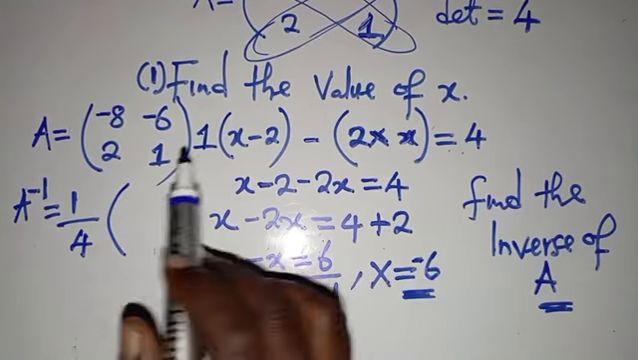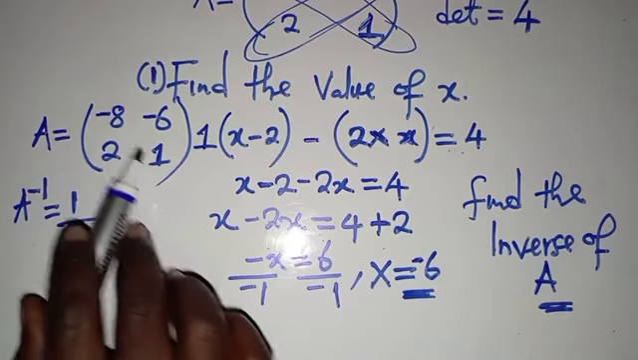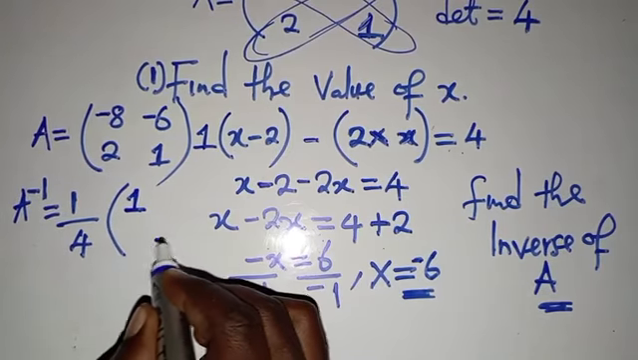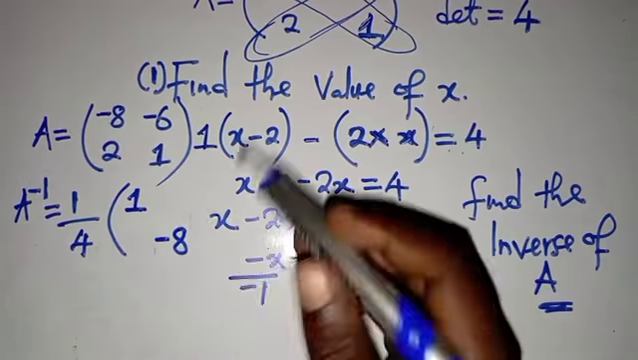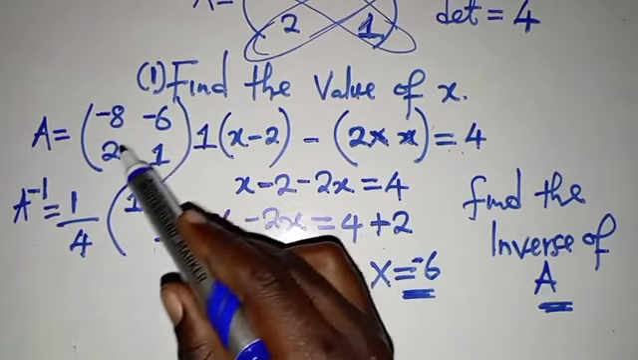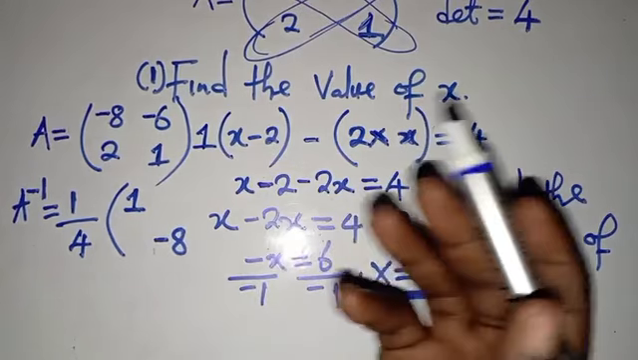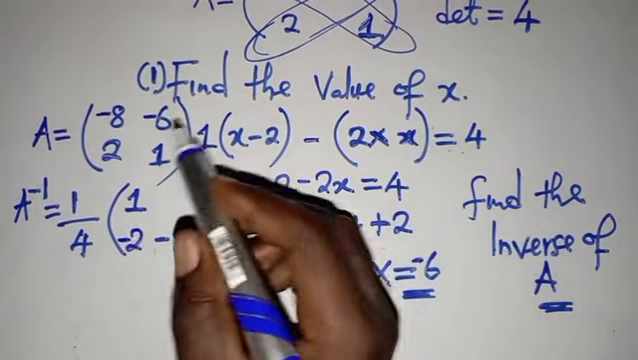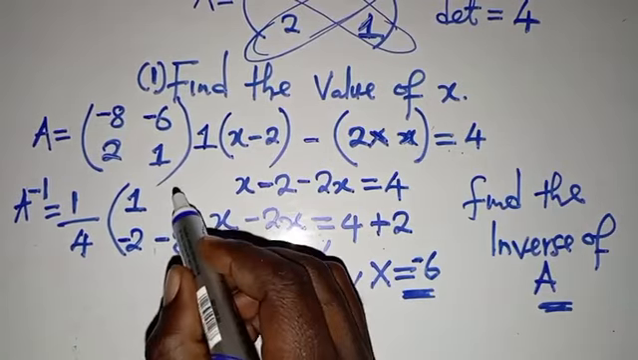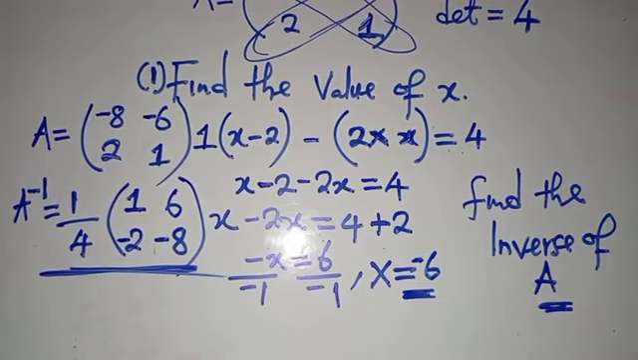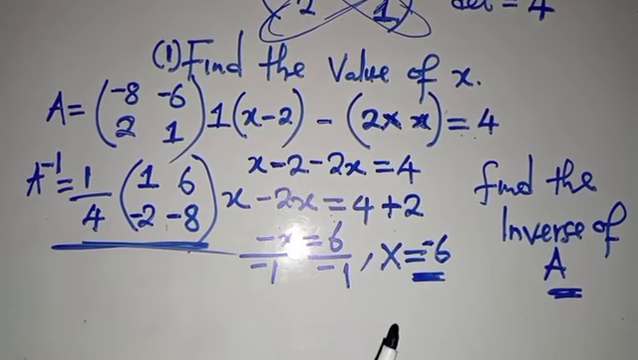What happens is that the numbers in the major diagonal swap. The 1 goes on top, and negative 8 comes here. Then for the minor diagonal, the signs change. This one is positive, it becomes negative. This one, negative 6, becomes positive like this. You can end even here if you want. That one is still correct.